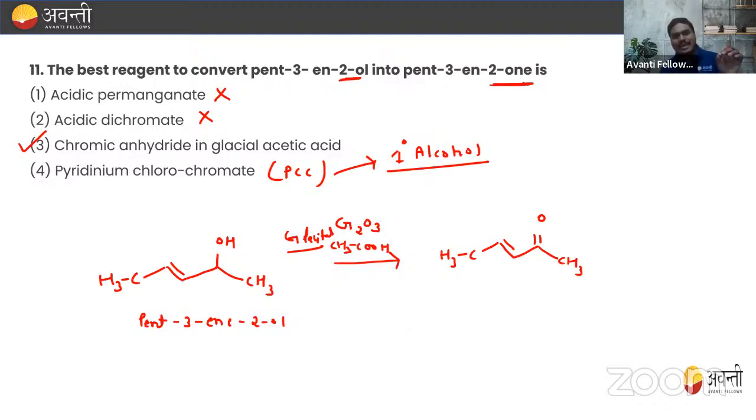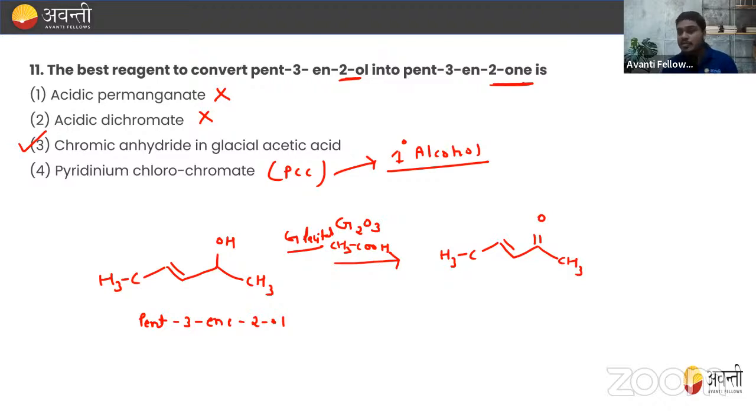Option A and option B, that is option 1 and 2, they are not correct. ये तो एकदम clear था, because permanganate and acid dichromate, they convert alcohol into carboxylic acid. तो इसको दो तो खत्म करो. Now we are left with the two options, that is option 3 and option 4. So out of these two only, the one is correct.